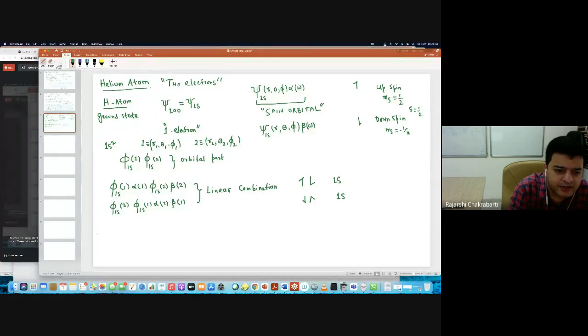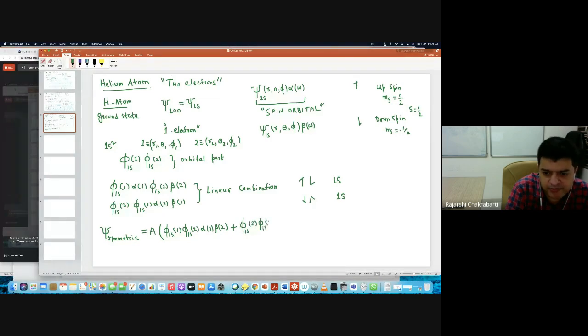One linear combination is symmetric. I call it psi, with some constant, say a. And then the symmetric combination is something like phi 1s 1, phi 1s 2, alpha 1, beta 2, plus phi 1s 2, phi 1s 1. It does not matter how I write it, but what is important here is that now electron 1 has beta spin, so it should be alpha 2 beta 1. This is one combination. What is the other combination? Antisymmetric, with some constant, say b. It doesn't matter what these constants are; you can find them out later.